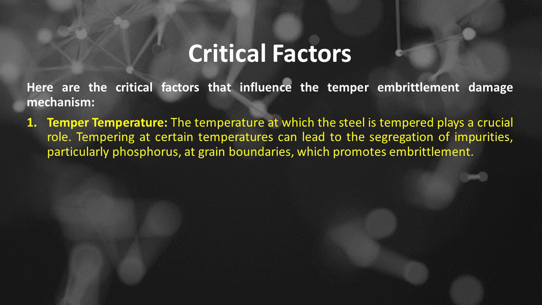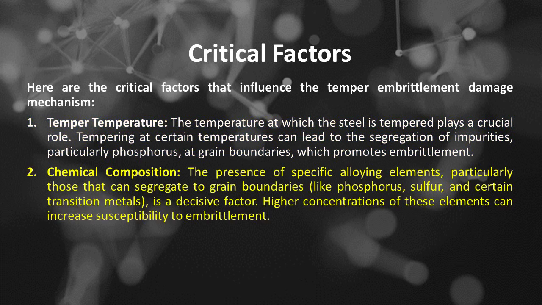Tempering at certain temperatures can lead to the segregation of impurities, particularly phosphorus, at grain boundaries, which promotes embrittlement. Number 2 is chemical composition. The presence of specific alloying elements, particularly those that can segregate to grain boundaries, like phosphorus, sulfur, and certain transition metals, is a decisive factor. Higher concentrations of these elements can increase susceptibility to embrittlement.